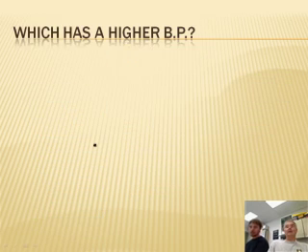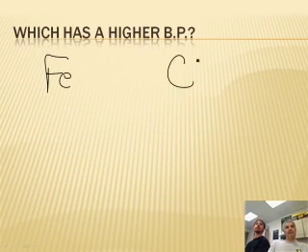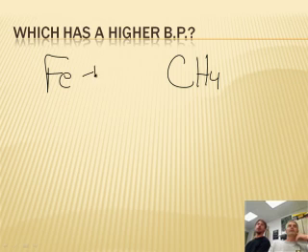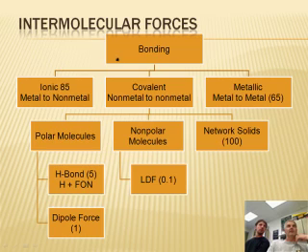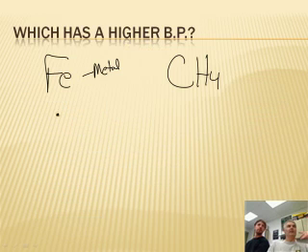All right, next, let's do iron versus CH4. Iron. It's a metal, right? So it's just like a metal. If I go to bonding and go to metal to metal, that's 65. Done. That's easy. Metals are easy. Iron, 65.